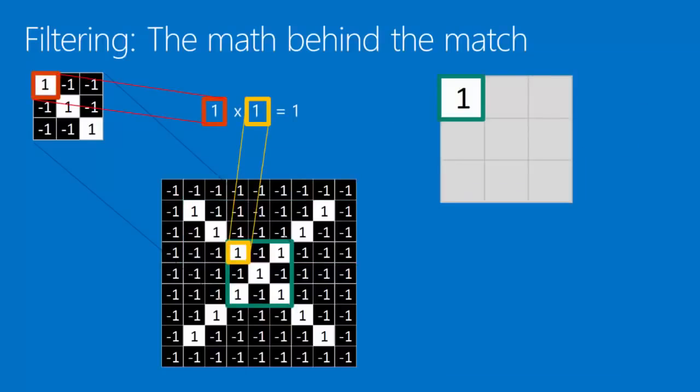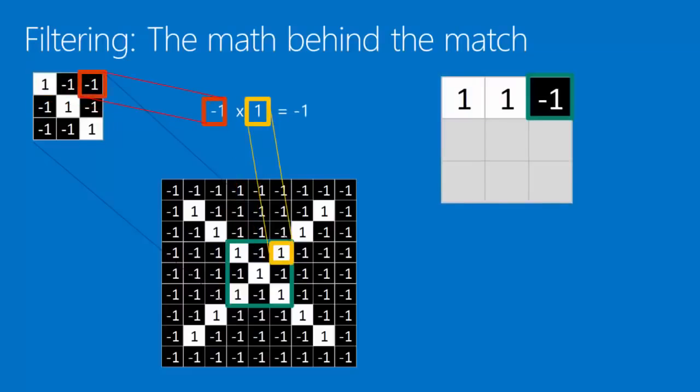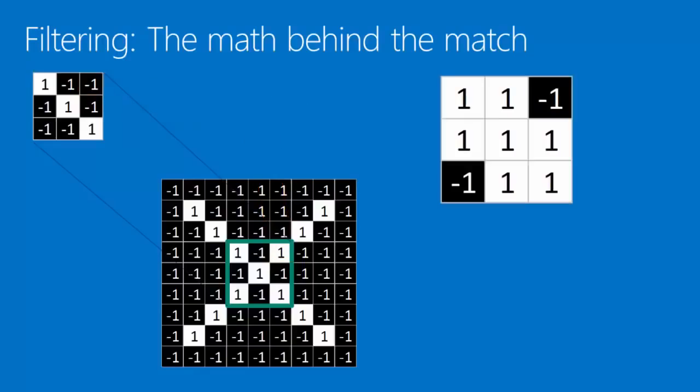Now we can take that same feature and move it to another position and perform the filtering again. And we start with the same pattern. The first pixel matches, the second pixel matches. The third pixel does not match. Minus 1 times 1 equals minus 1. So we record that in our results.